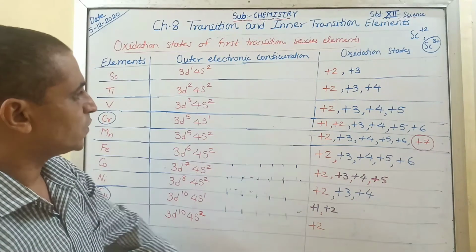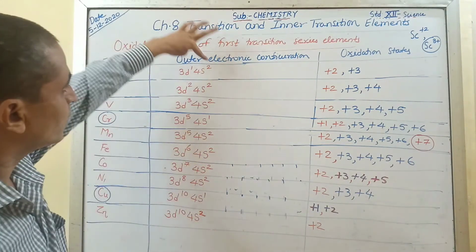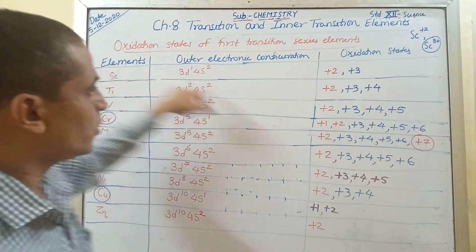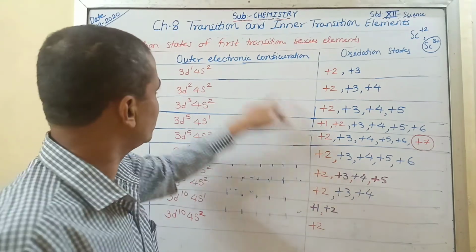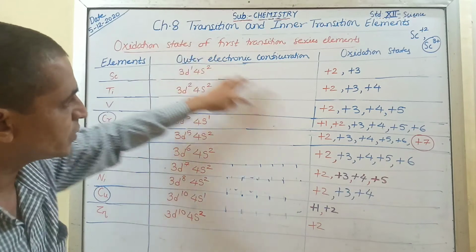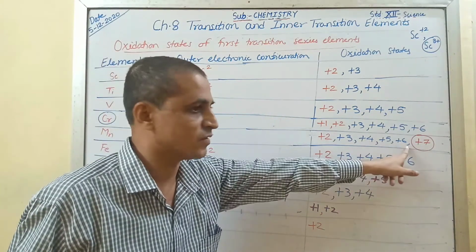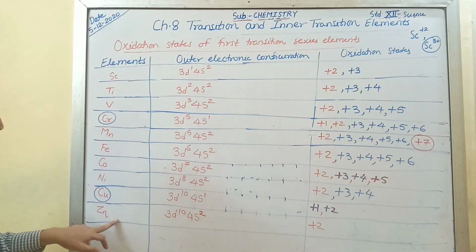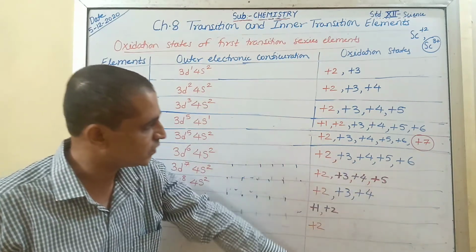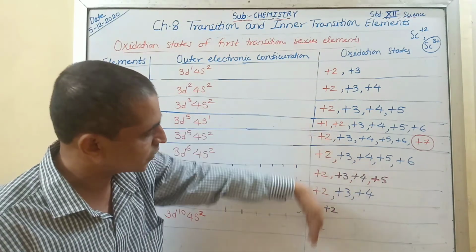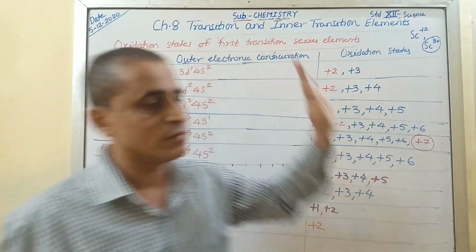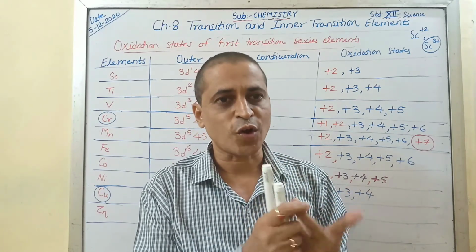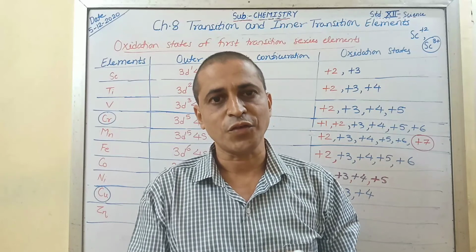This is about oxidation states. See what happens here. Oxidation state increases from scandium to manganese, because the number of unpaired electrons increases, and therefore the oxidation state increases up to +7. But afterwards, from iron to zinc, the number of unpaired electrons goes on decreasing and therefore the oxidation state goes on decreasing. I hope you understood both concepts, the electronic configuration of the first transition series and the oxidation states of the first transition series. Thank you very much.